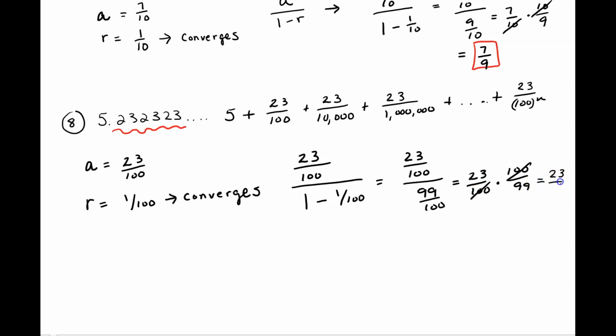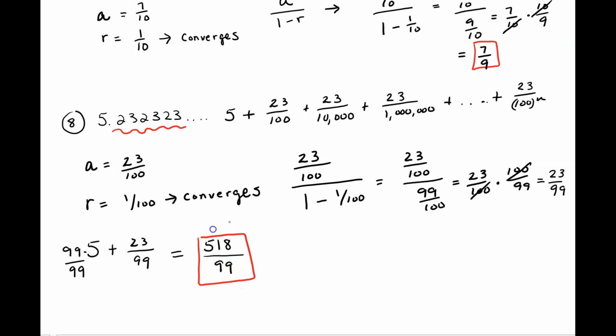But that's not the final answer, because to generate 5.232323, we end up needing to add 5 to that 23 out of 99. We need a common denominator, which in this case is going to be 99, so we multiply the numerator and the denominator of the 5 by 99 over 99. And then what do we get? Well, we get 518 out of 99. And that right there is how you would generate that decimal with this particular improper fraction.